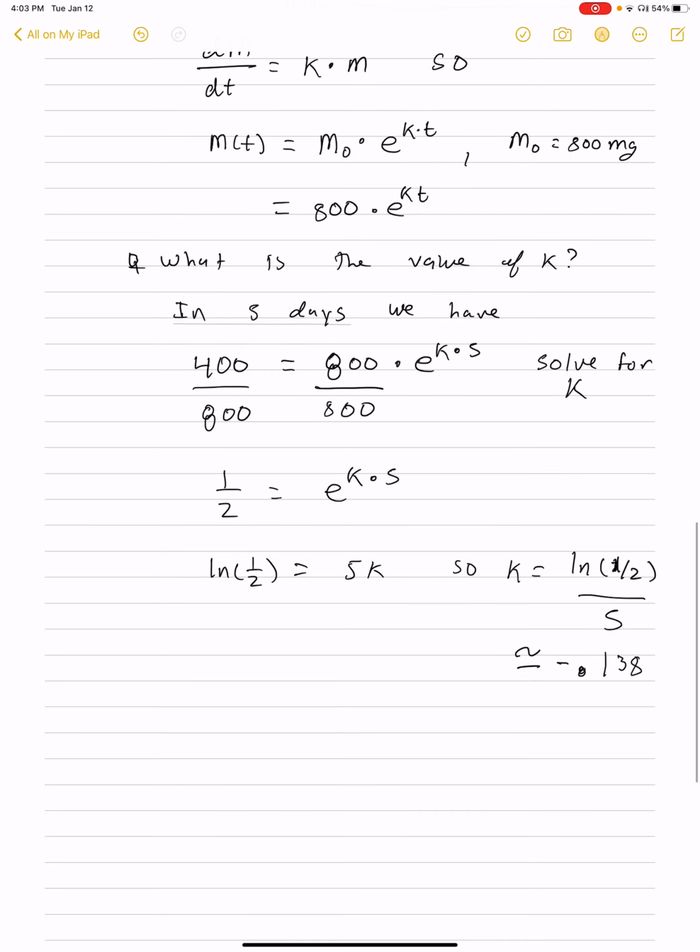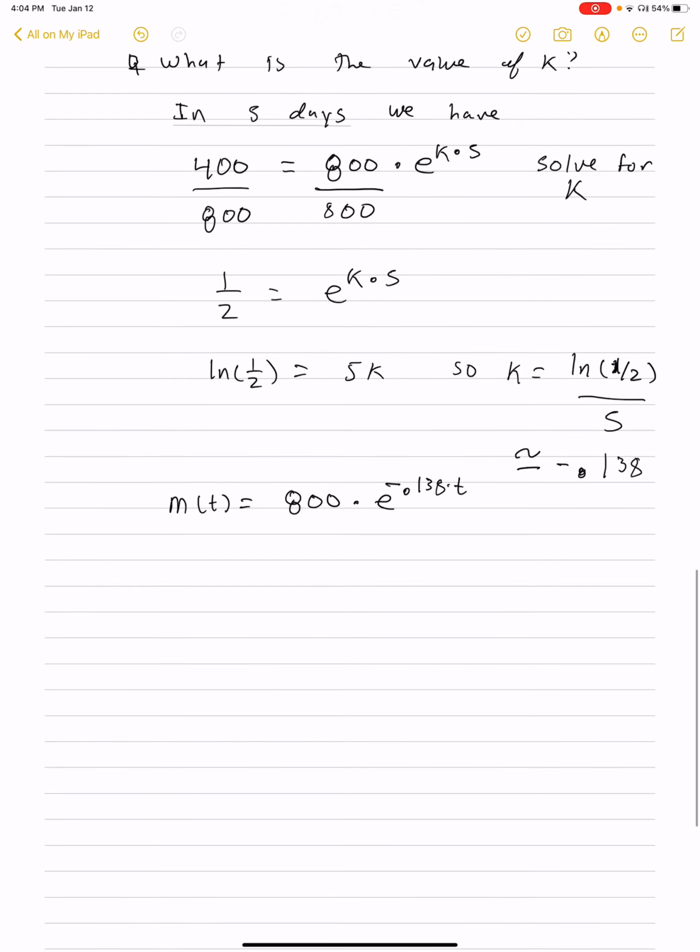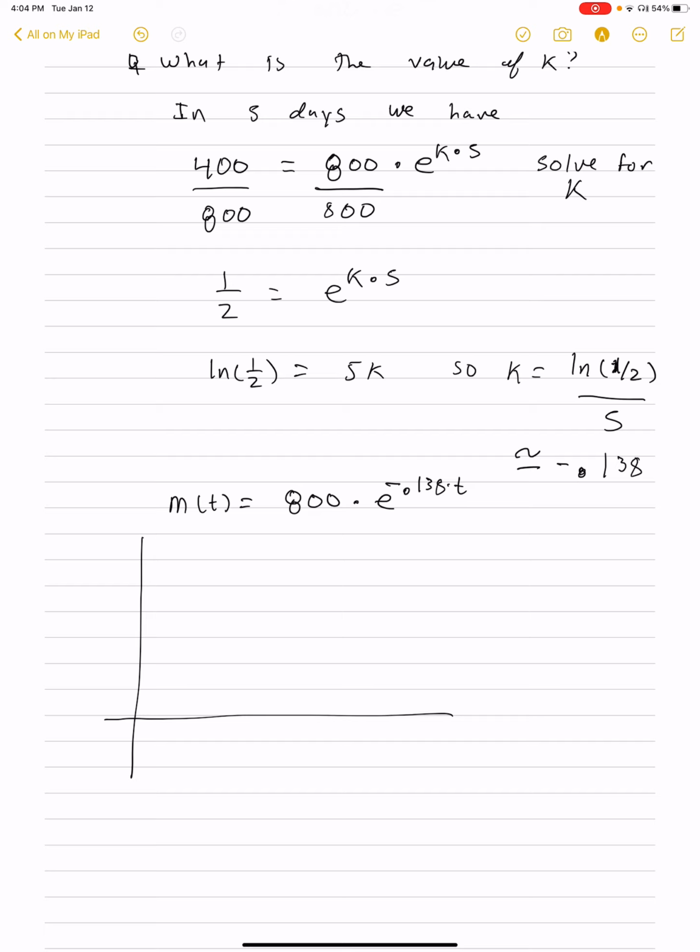So our equation for our mass is going to be 800 times e to the minus 0.138 t, where t is in days. And if we were to graph this equation, its rough sketch would look like this.